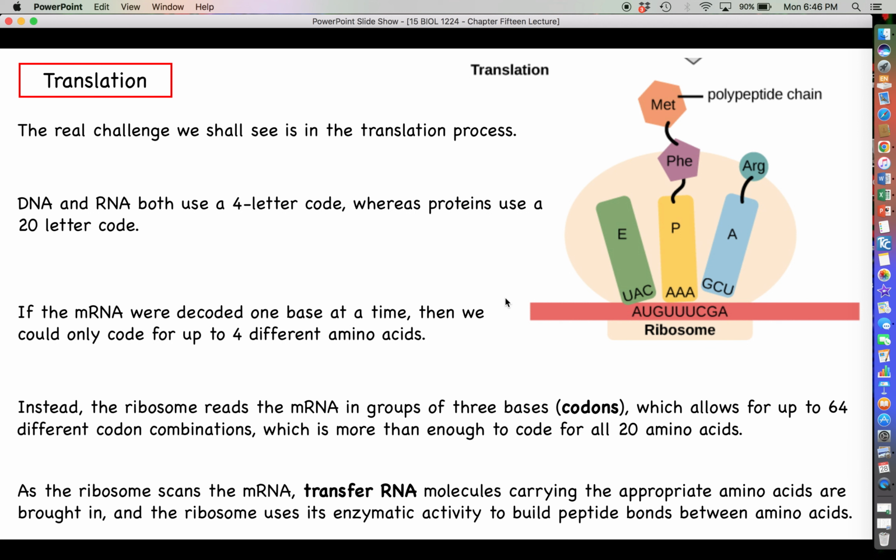So as the ribosome scans through the messenger RNA, transfer RNA molecules come in delivering the appropriate amino acids, which correspond to the codon that is found in the messenger RNA, and the ribosome will use its enzymatic activity to build peptide bonds between the amino acids as they are brought in. Again, this is an oversimplification of what happens during translation. This is just an overview. We'll talk more about it in greater detail in a later video.